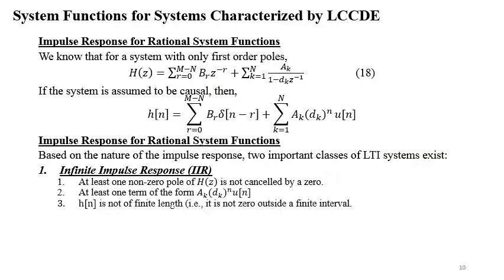Now the impulse response for rational system functions. We understand that a system with only first order poles is basically H(z) equals the summation r running from 0 up to M minus 1 of br z^(-r), plus the summation k running from 1 up to N of ak over 1 minus dk z^(-1). Now again, if we also assume that this system is causal, then the impulse response of the rational system function will be given as h(n), because the inverse z of this one will be equal to the summation r running from 0 up to M minus 1.